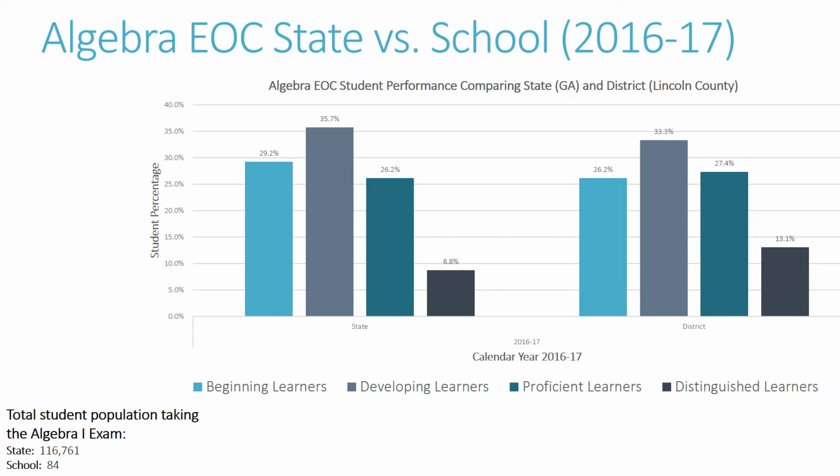The last 2 columns here represent proficient and distinguished learners. These students have passed their EOC. You can see these percentages are pretty much consistent with the state, with the school outperforming the state just by a little over 5%.